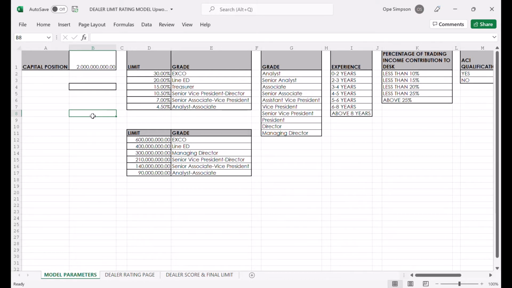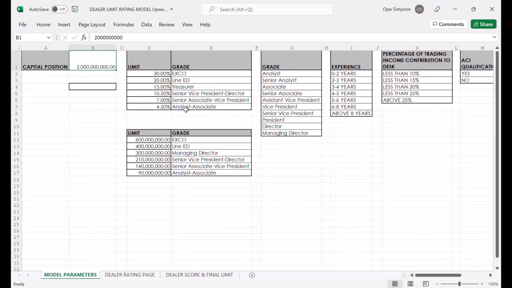Let's call our bank Model Bank A. Now, Model Bank A has a capital position of $2 billion, and this is how it's going to work. We are going to cascade these limits basically downwards to all the different traders and approval lines.